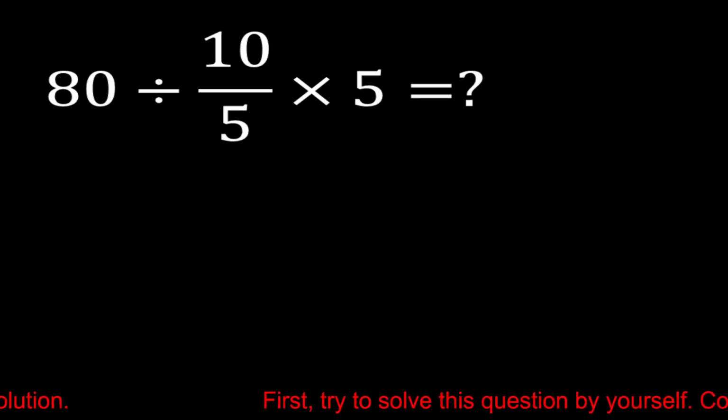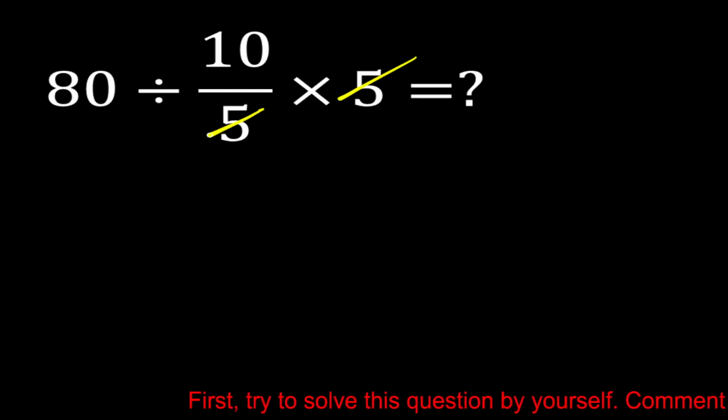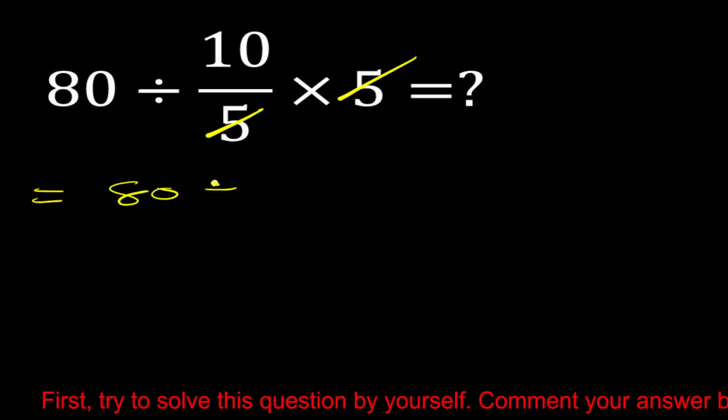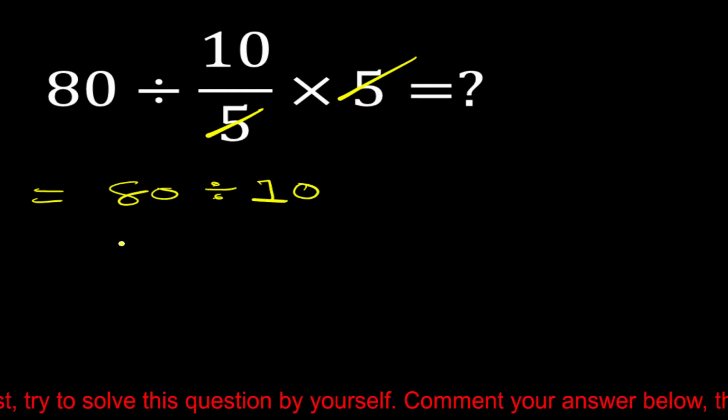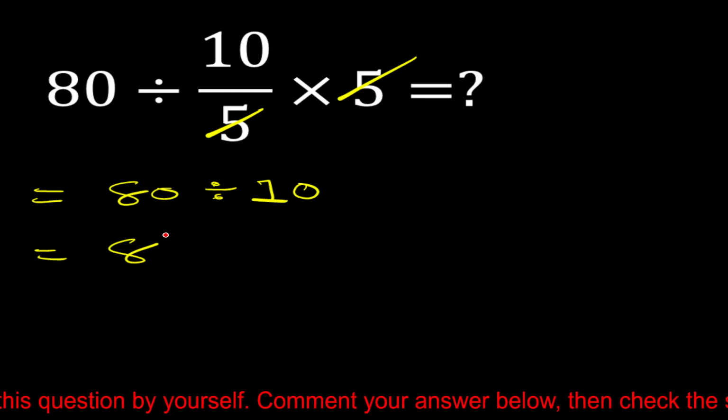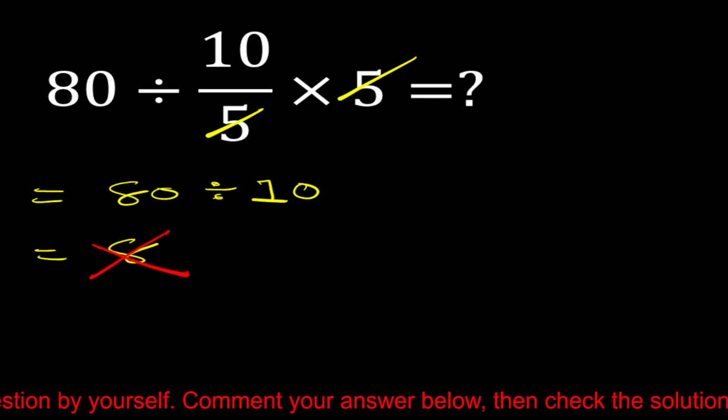So most people solve this question like 5 divided by 5 is equal to 80 divide 10. So now 80 divide 10 is equal to 8. But this answer is not correct. This answer is completely wrong.